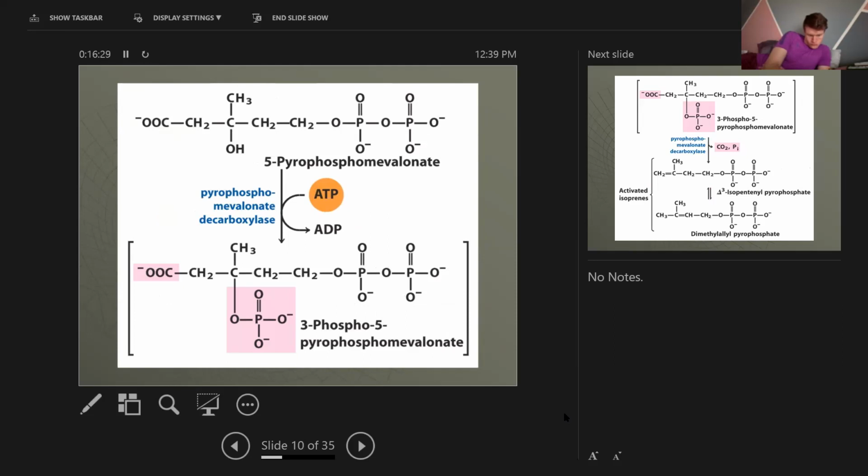Then we have the pyrophosphomevalonate decarboxylase that is going to activate the alcohol here, but that's simply going to cause electrons to be withdrawn from this carboxylic acid. The carboxylic acid is going to leave. That will shift electrons over here, and you make a double bond. So that's pyrophosphomevalonate decarboxylase.